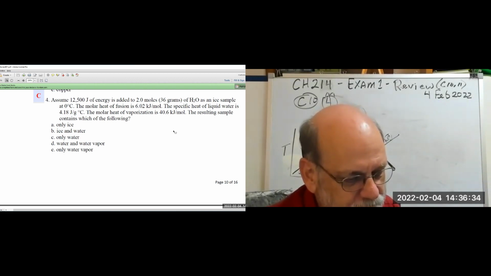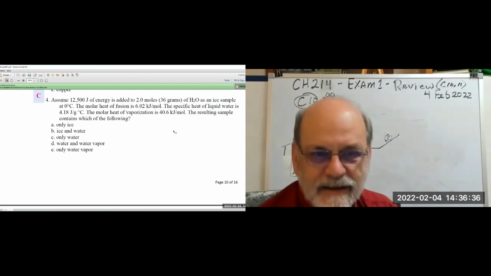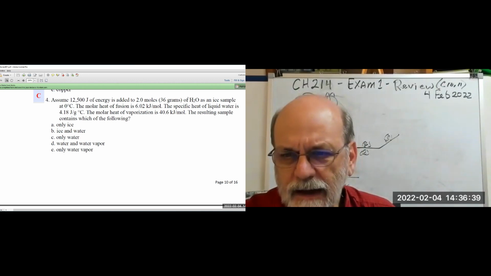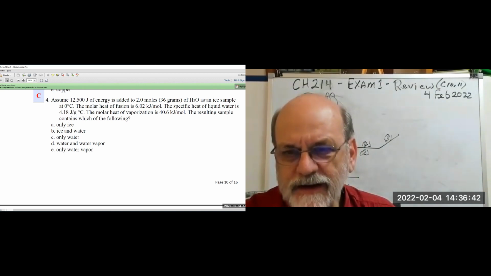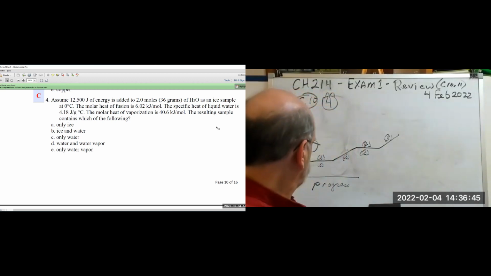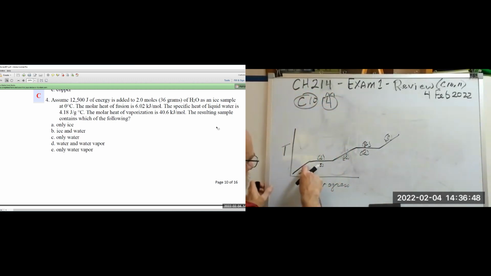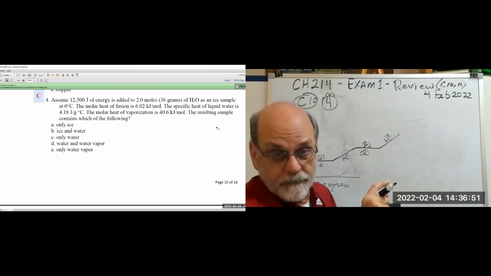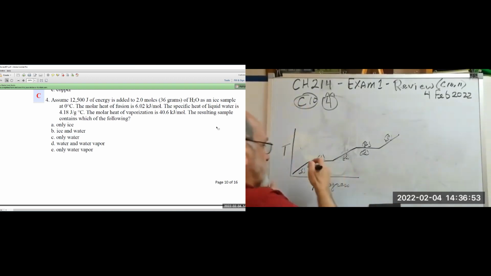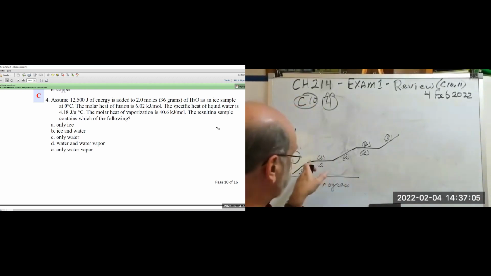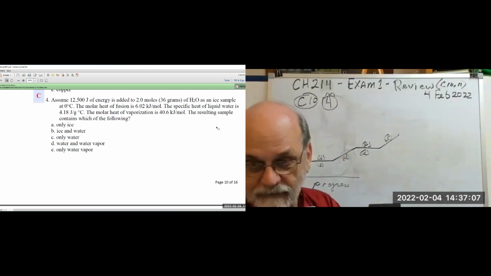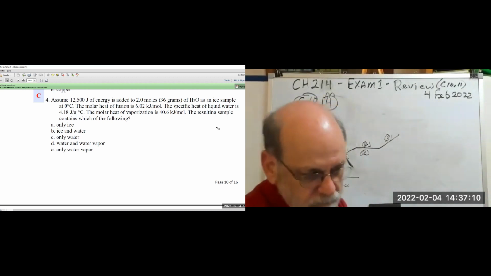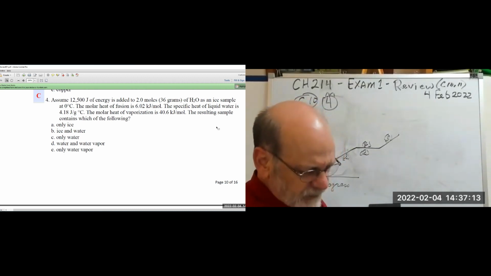Okay. So where are we starting? Water as an ice sample. An ice sample. Here. At 0 degrees. So we're right here. Right there. At 0 degrees C. So we're not going to heat the ice up. The ice is already at 0 degrees. Now we're going to melt it first. So you need to remember how to calculate the heat required to melt.